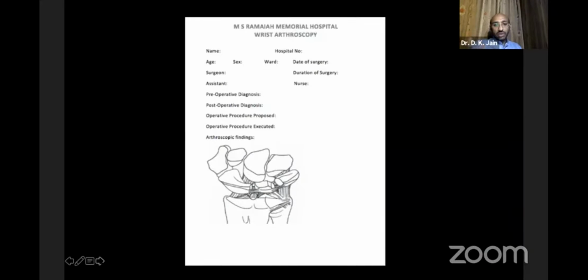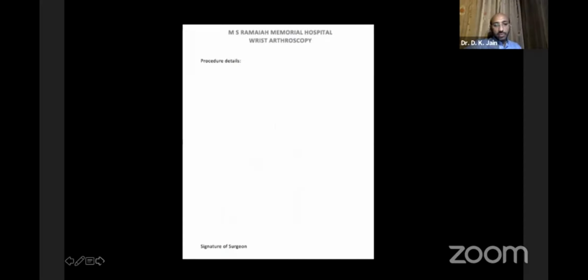And recording or noting all these findings, apart from your photos or videos, is quite important. This is a diagram I use, where you can mark these specific ligaments or the bones. You can draw it after the surgery and make a note of it, which is useful later on if you want it for any research or academic purpose.